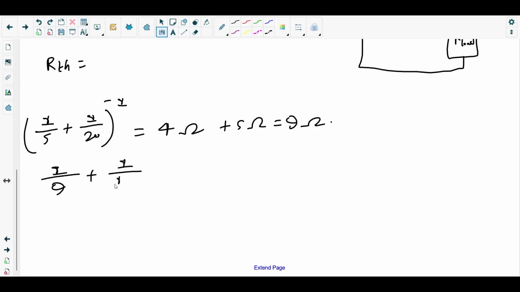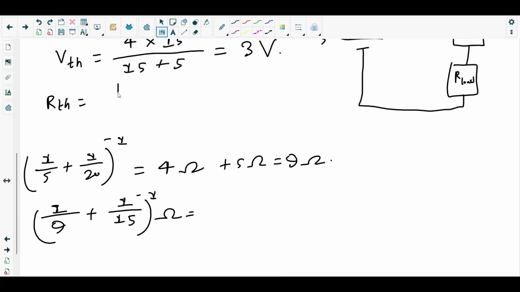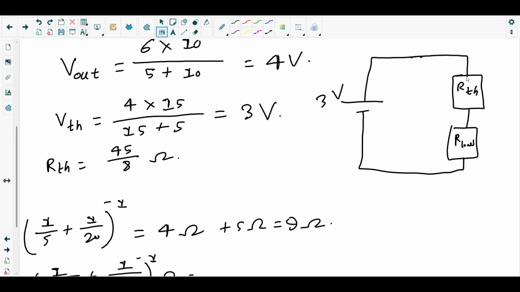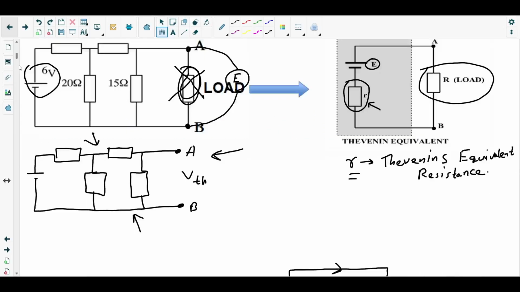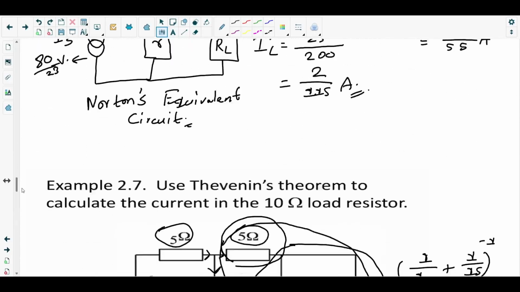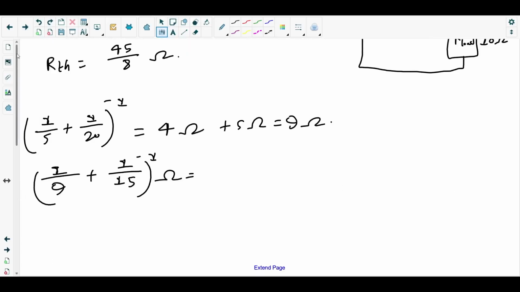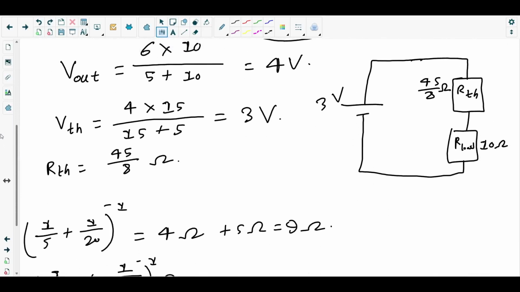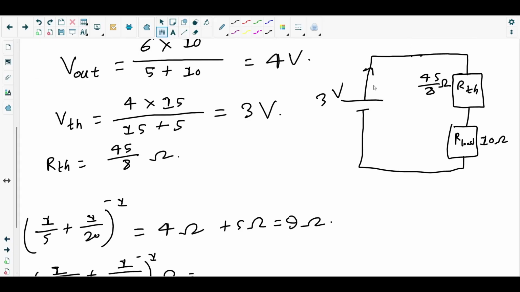1 over 9 plus 1 over 15, whole inverse, that is 45 over 8 ohms. We got the Thevenin's resistance. This is 45 over 8 ohms, and our load is 10 ohm as per the question, if I'm not wrong. Let me check it again. It's on the previous page. Where's the R load? 10 ohm. Yes, correct.